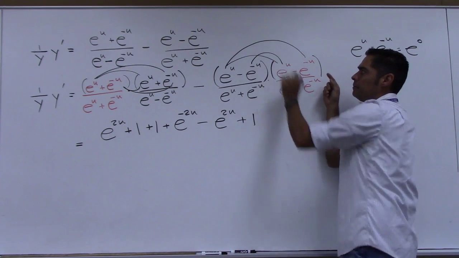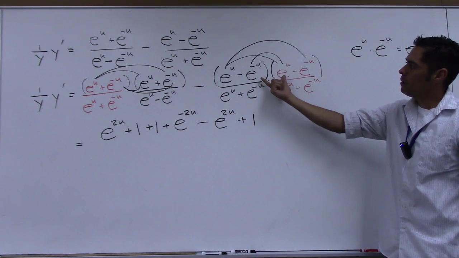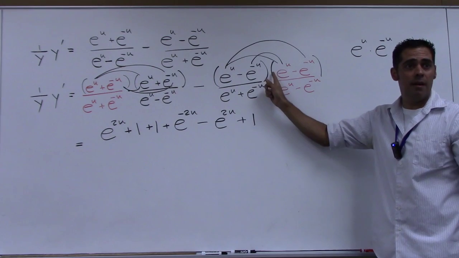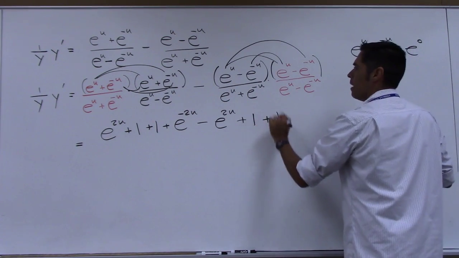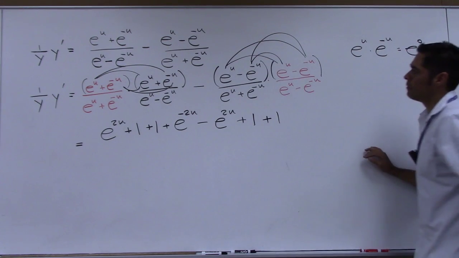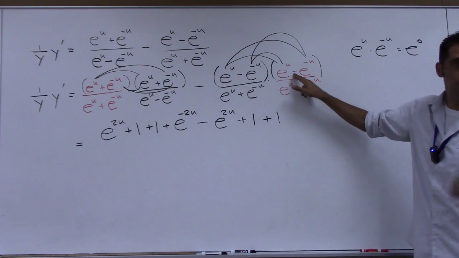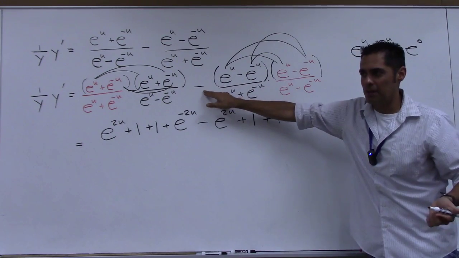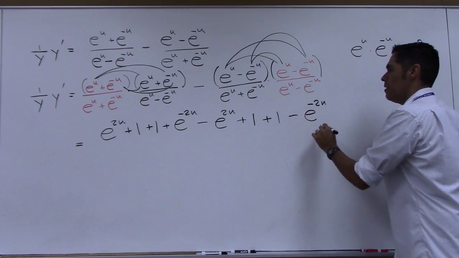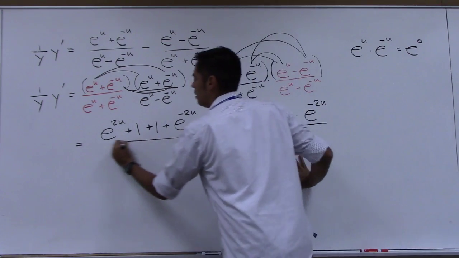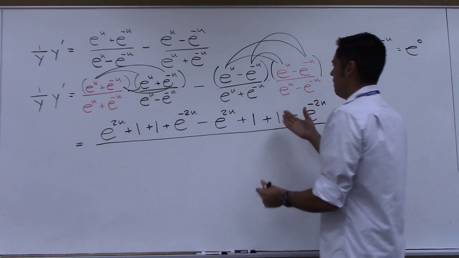How about here to here? It'll be minus 1 here, right? But then minus, so plus 1 again. And then what about the last multiplication? Minus and minus is plus, right? But then I'm going to subtract it, so minus e to what power? Negative 2u. That's all over the common denominator, which is what?